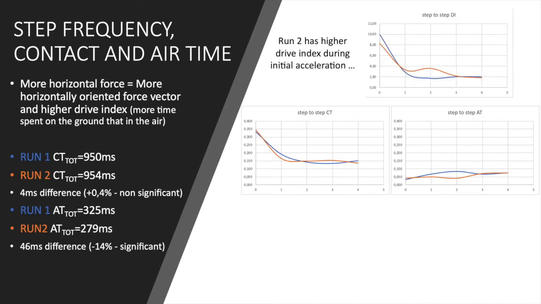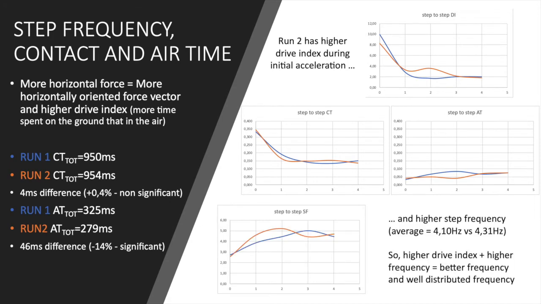So, run 2 has higher drive index during initial acceleration. As we can see, the orange curve is actually higher than the blue curve, even if the first movement is lower. This means he spends the same amount of time on the ground but less time in the air. So it also means that run 2 has higher step frequency.